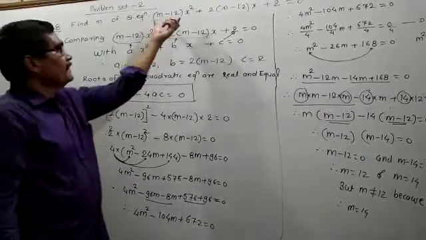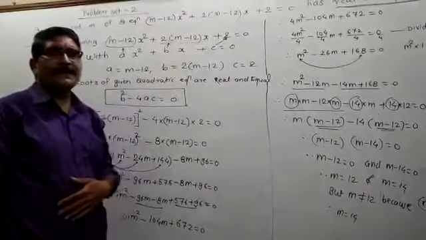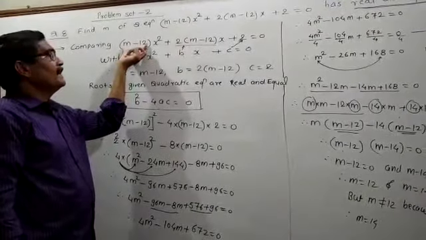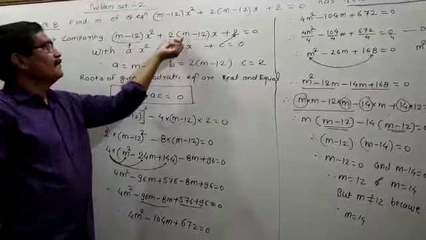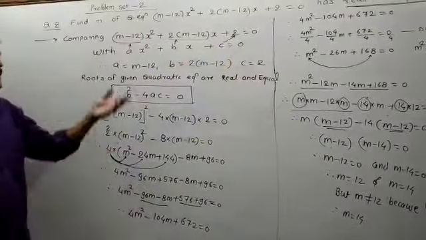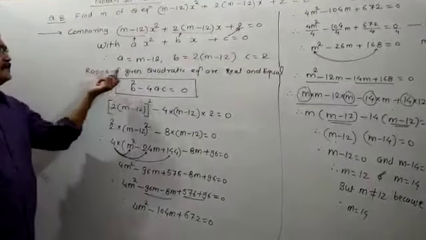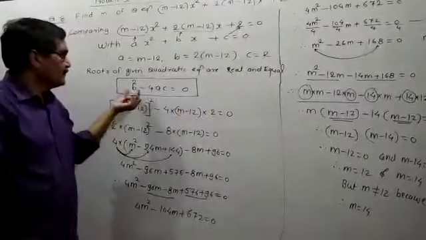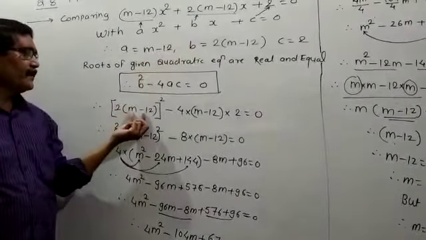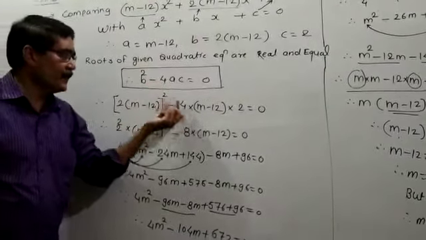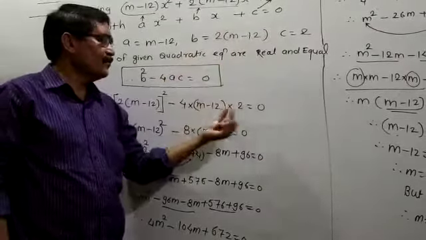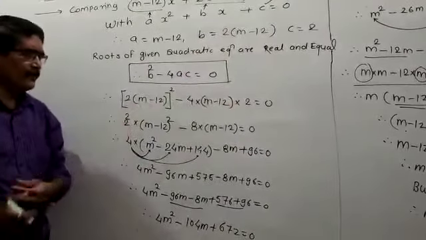So you have to compare this equation with the standard form of the quadratic equation and find the values of a, b, c. a is equal to m minus 12, b is equal to 2 into (m minus 12), and c is equal to 2. According to the given information, the roots are real and equal, so b square minus 4ac is equal to 0. The value of b is 2(m minus 12) whole square, minus 4 into the value of a, m minus 12, into the value of c, 2. You have to put the values of a, b, c here.